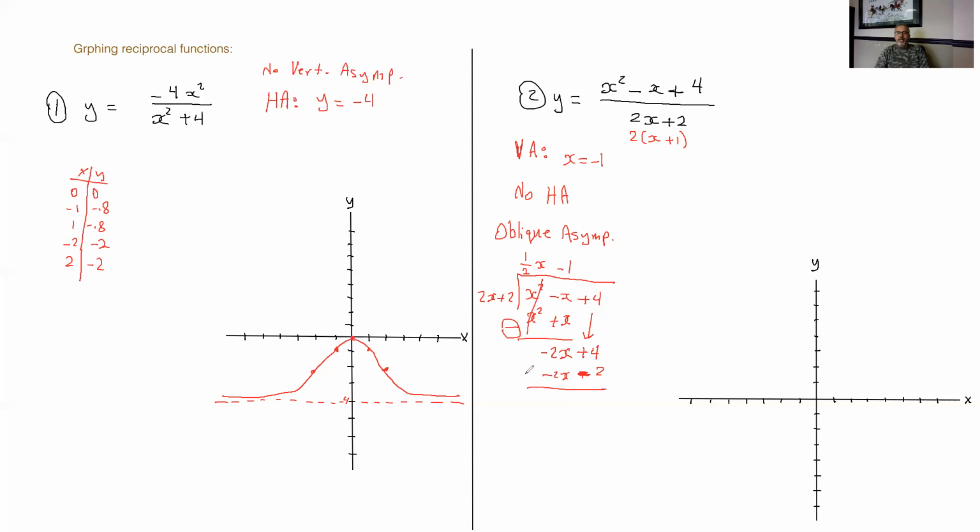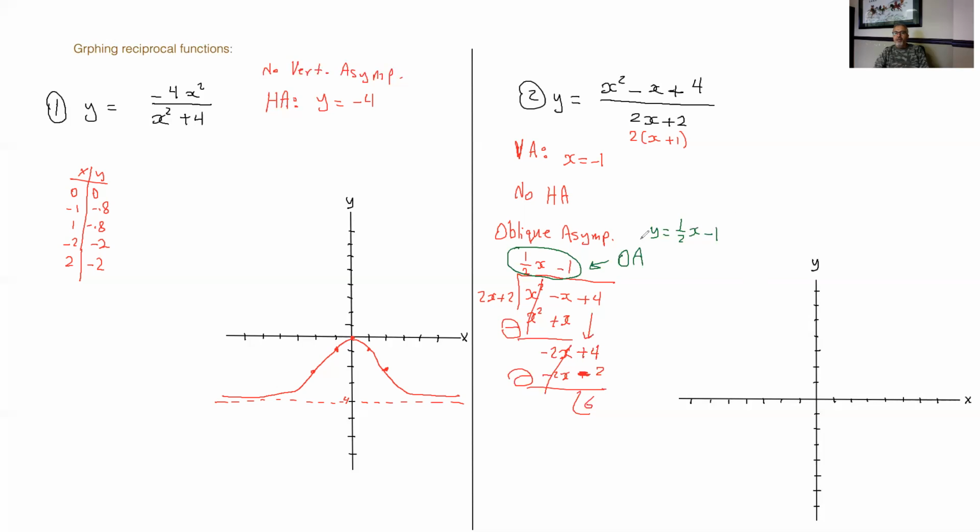Now I subtract again. That will be gone, and the remainder is 6. Okay, that doesn't matter. Now this quotient right here, the quotient that I got from the long division, this is my oblique asymptote. And therefore, the oblique asymptote is basically y equals half x minus 1.